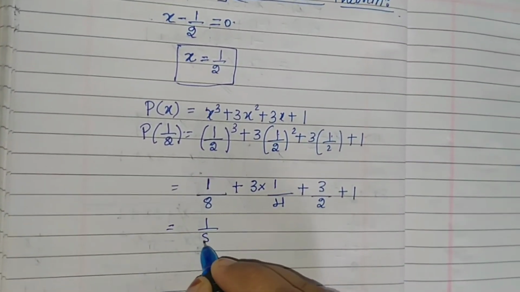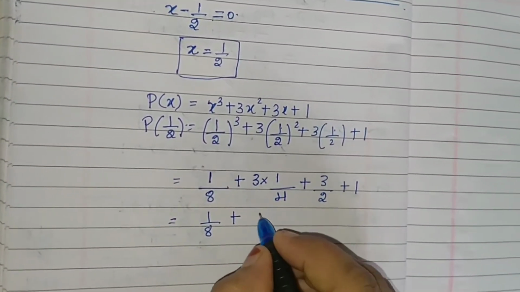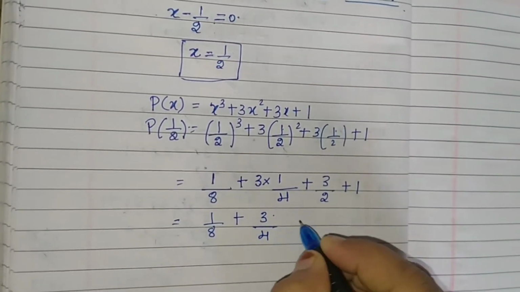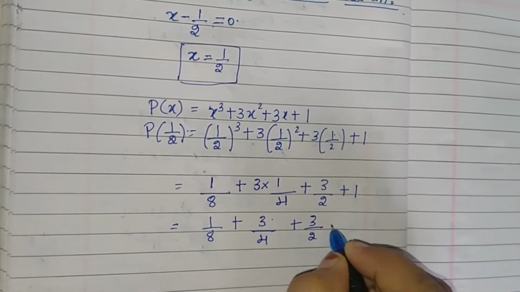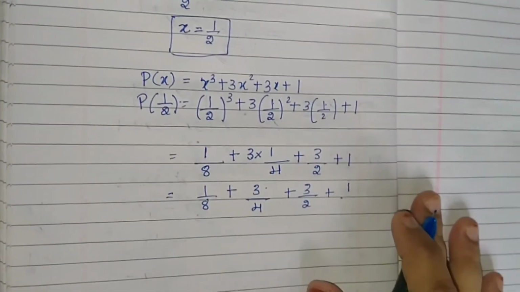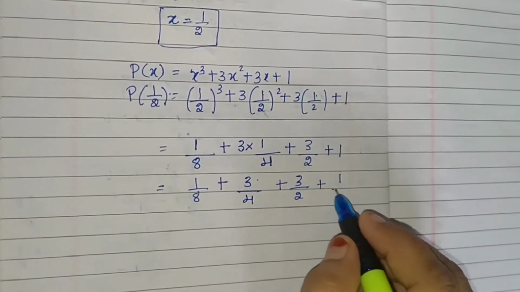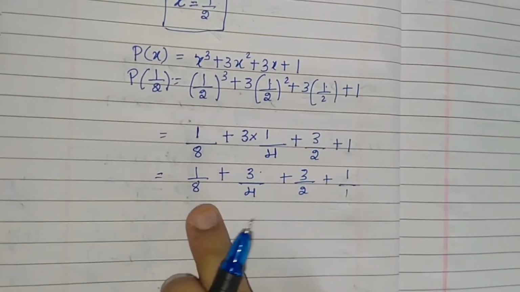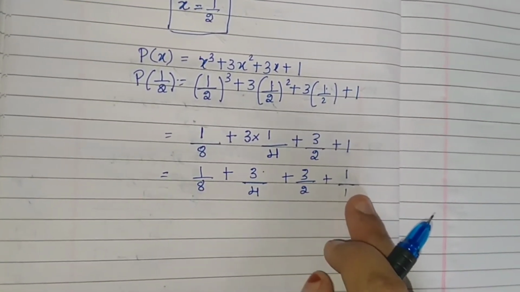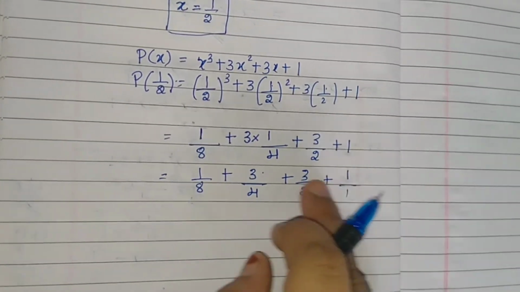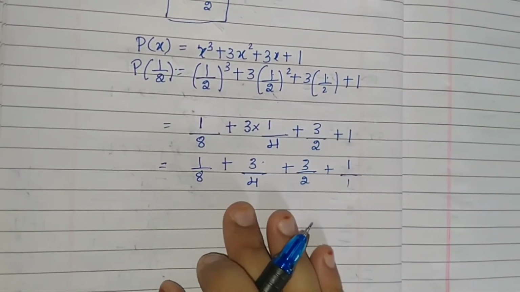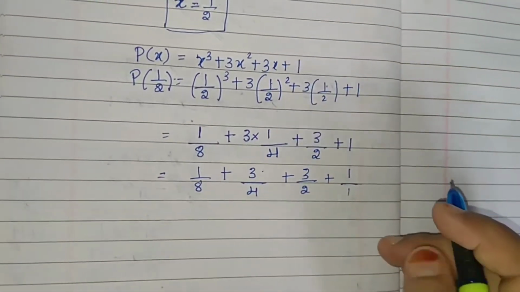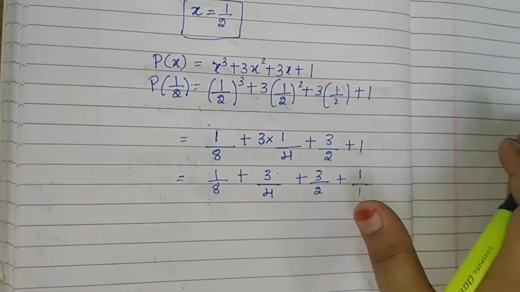So 1 by 8 plus 3 by 4 plus 3 by 2 plus 1. Okay. So now here you can see nothing is there, means you have to consider it as 1, right? So now you have to remove the LCM. Okay. You have to make the denominator the same, so then only you can add these numbers. Okay. So here you can see how you can remove the LCM.